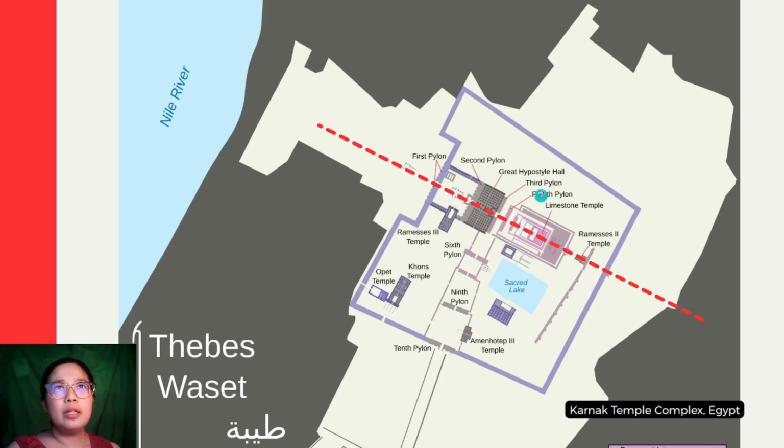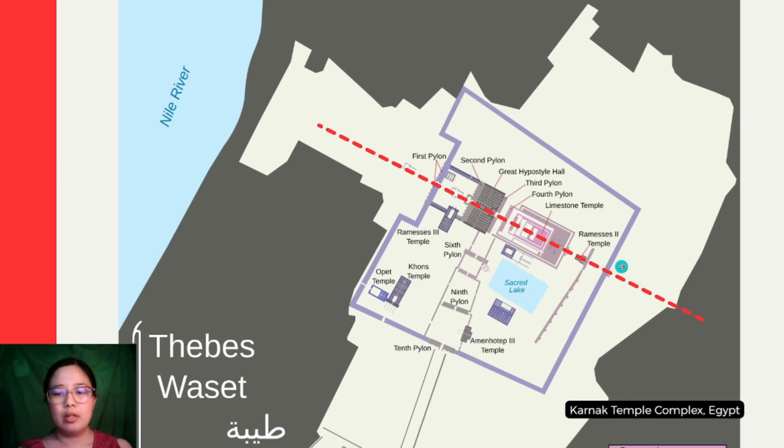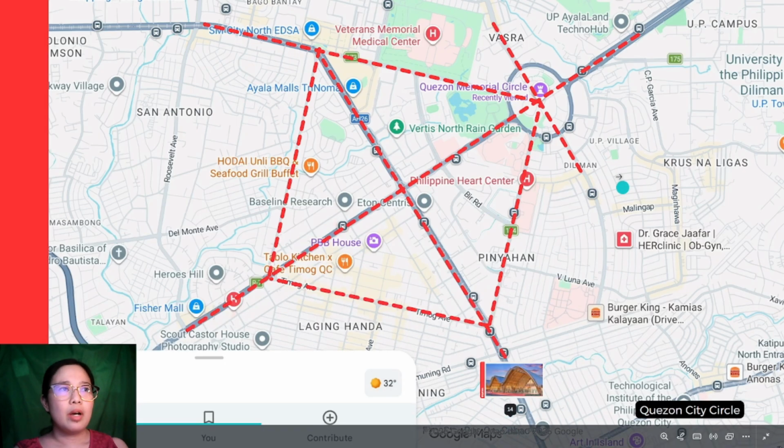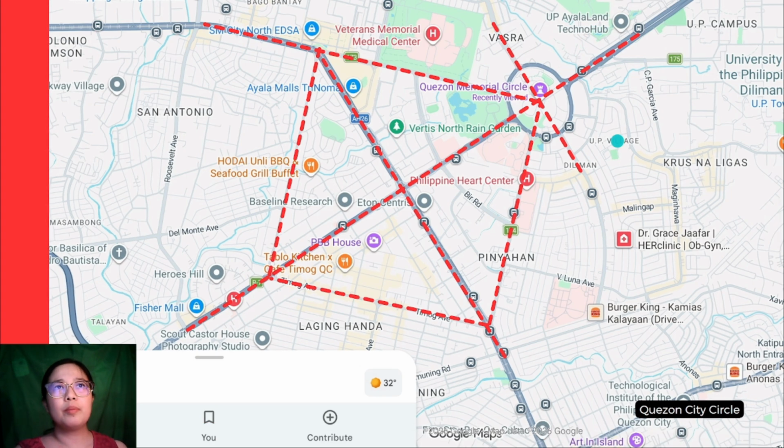Okay, and on the other hand, hindi naman kailangan balanse yung dalawang side. Pero may axis pa rin. Okay, despite it being imbalanced. Okay, another example, this is the Quezon City Circle.